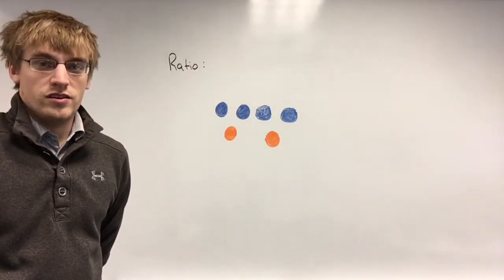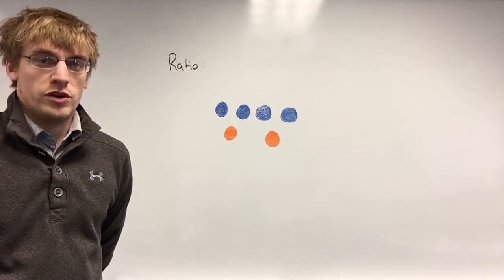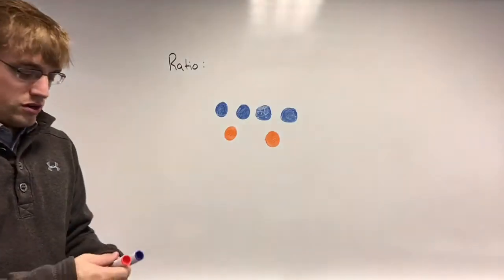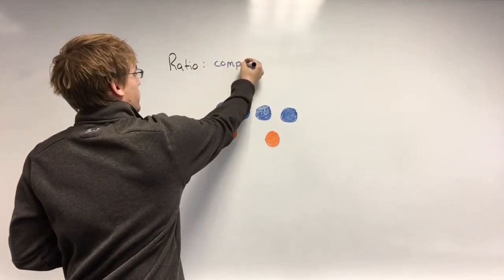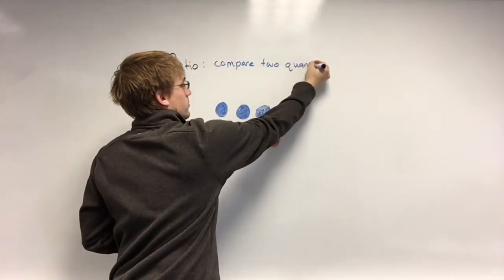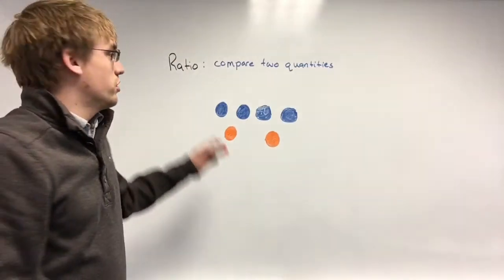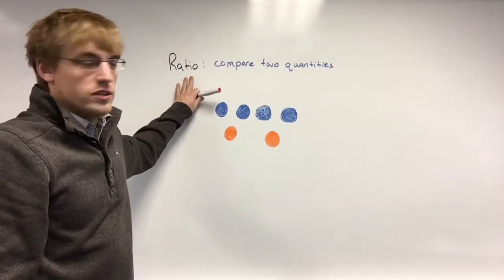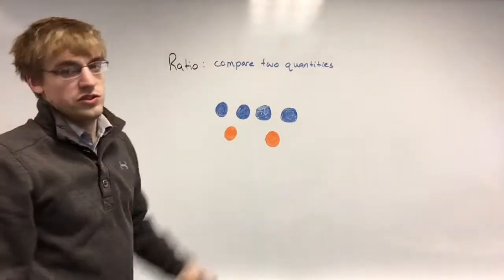We're going to begin our ratios and proportions unit, and the first thing that we're going to talk about is ratios. Ratios are when you compare two quantities. So in your notes, I want you to write down what a ratio is, okay? It's when you compare two quantities.